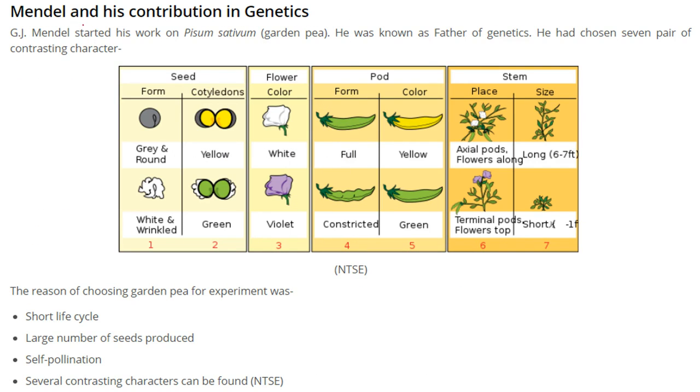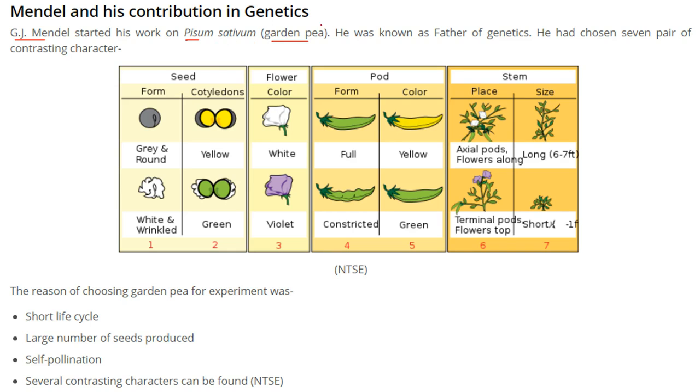Mendel and his contribution in genetics. G.J. Mendel was a famous mathematician. He was not a biologist. So he started his work on pea, the garden pea. The name is Pisum sativum.